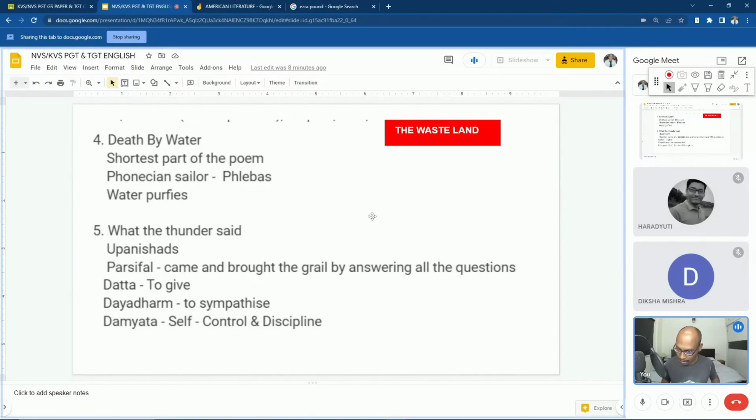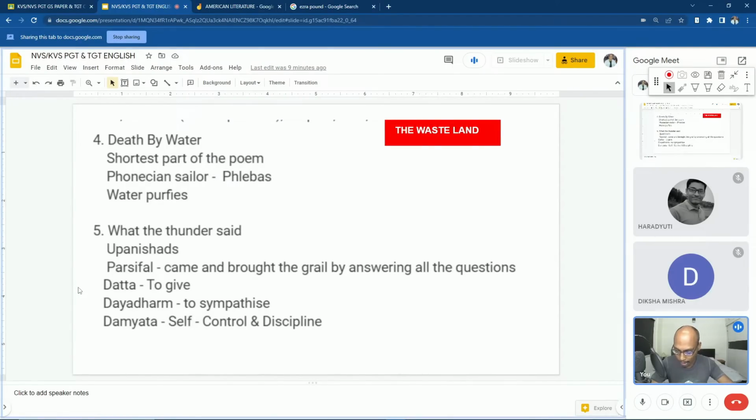What is that final one? The poem ends with Datta, Dayadhvam and Damyata. So what is this Datta? To give. Dayadhvam means to sympathize, and Damyata means self-control and discipline. So whoever wants to come out of these kinds of sins committed by mistake, knowingly or unknowingly, they have to look back, or they have to go back to the Upanishads, and they should understand that if they want to come out of these sins, they have to follow this threefold path. What is that one? Datta, Dayadhvam and Damyata.